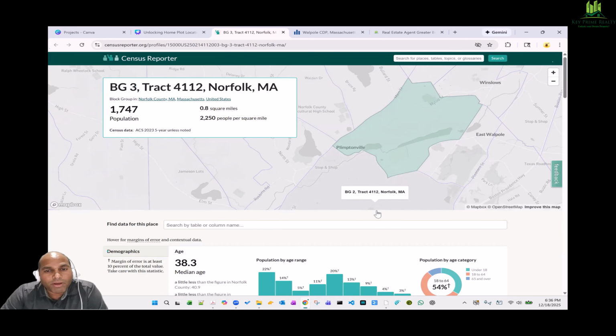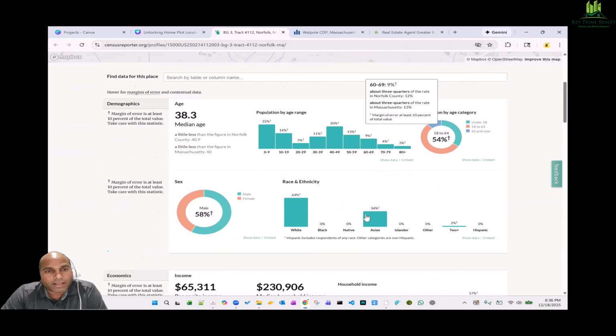If you take this block, you can see the median age. This is an important one. You look at seniors versus family bearing young children. This is helpful when you make real estate decisions.